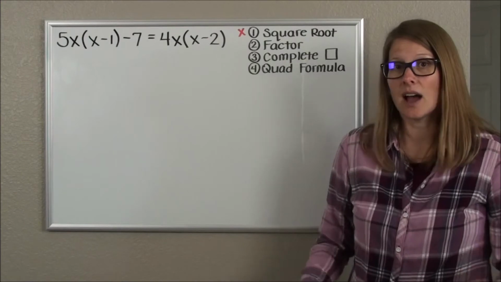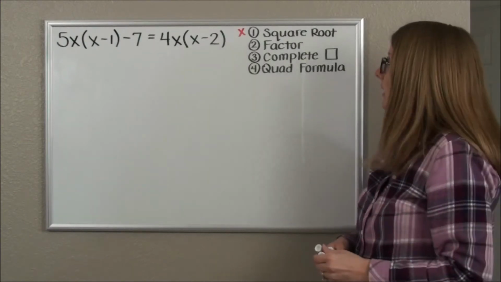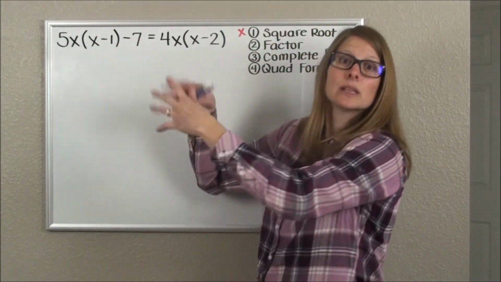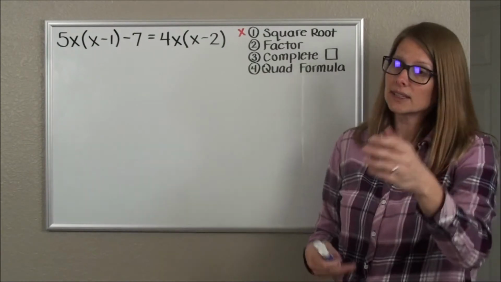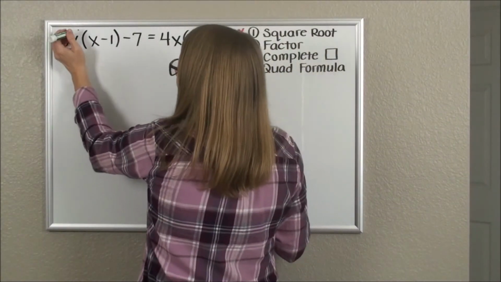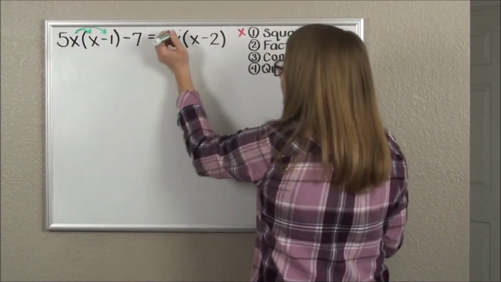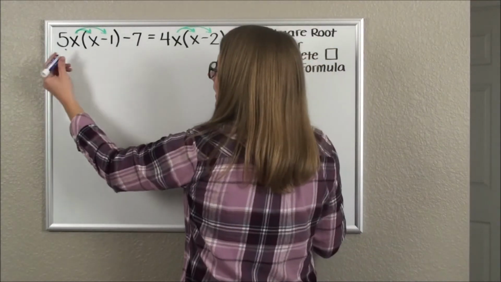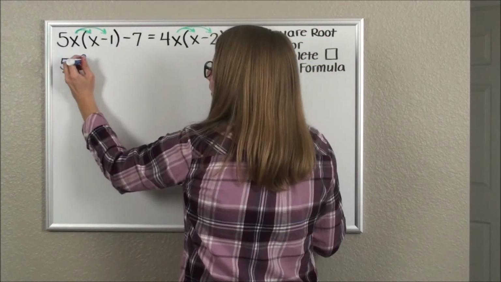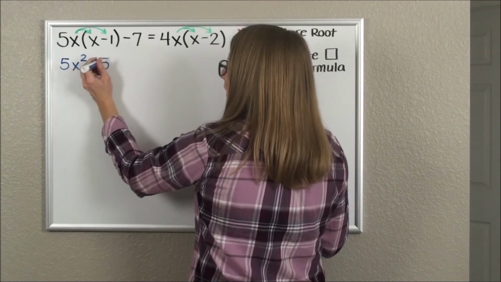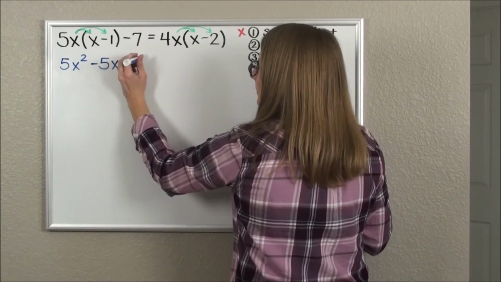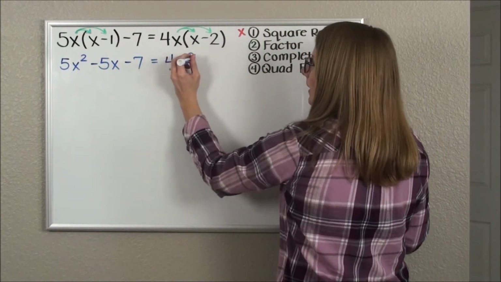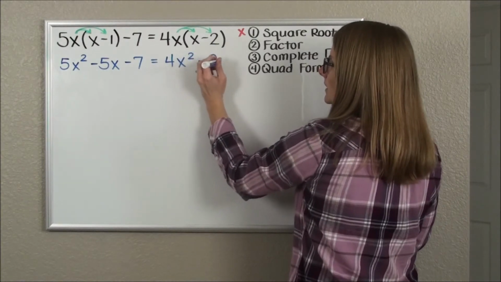The next fastest option to consider would be factoring. Now I can't factor to solve unless everything that is already trapped in parentheses has been released and then this gets set equal to 0. So let's at least start there. Let's try removing these parentheses to release these terms. We will distribute. So 5x times x is 5x squared. 5x times negative 1 is negative 5x. And then I have minus 7. On the other side, 4x times x is 4x squared, and 4x times negative 2 is negative 8x.